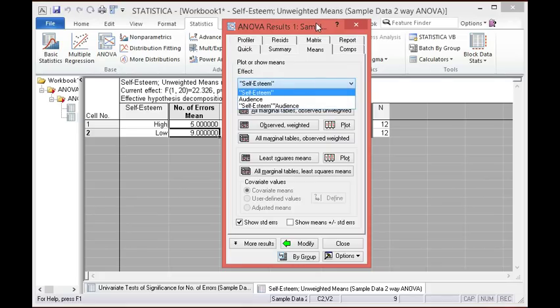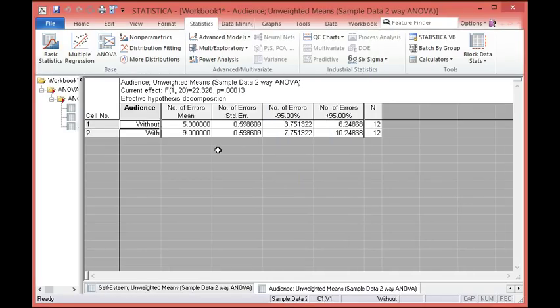And then let's check for audience, because audience has a significant impact also on the number of errors. So click observed and weighted again, and there. So without an audience, the number of errors is 5, and with an audience, the average number of errors is 9. So the audience has a significant impact on the number of errors, particularly when there is an audience, it seems to lead to the commitment of more errors on the part of the participants.